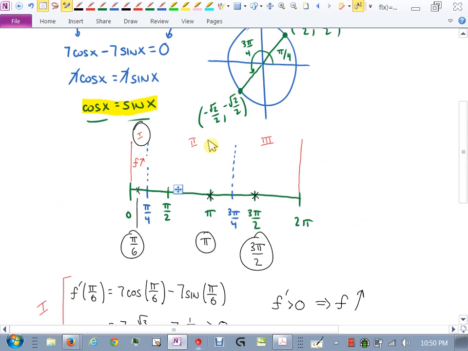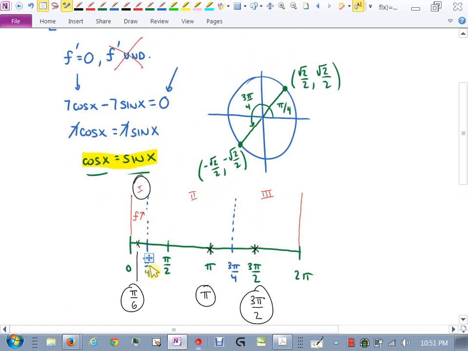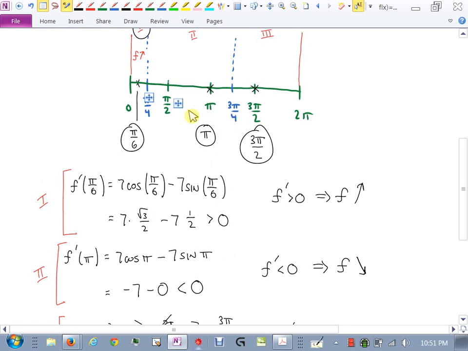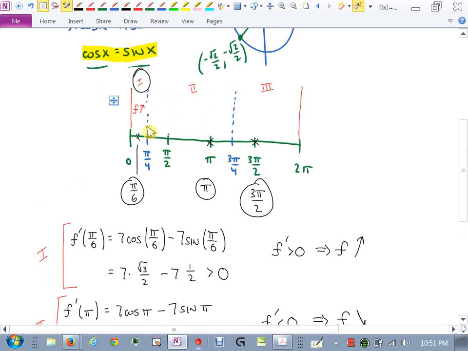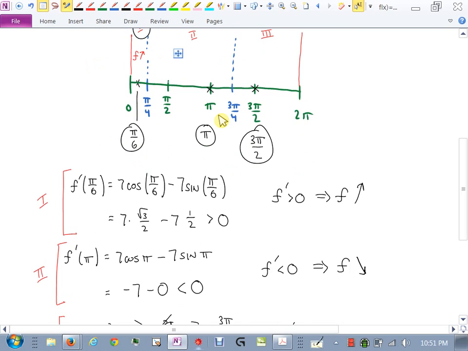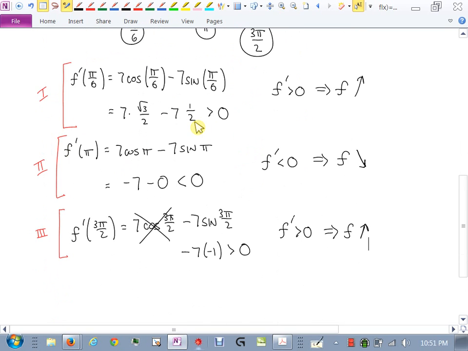Big thing to remember: these points in blue are what you got when you set the derivative equal to 0. The test points are any points in the regions that were created by those points you found. So anytime you find these values in blue, it'll split your number line up into regions. And depending on how many regions you have will determine how many points you're going to test.